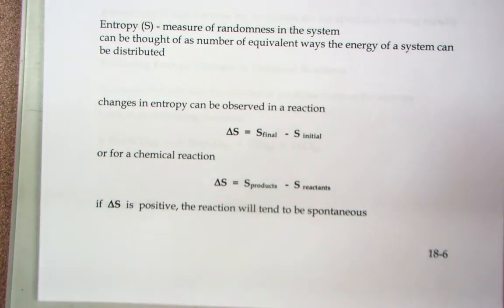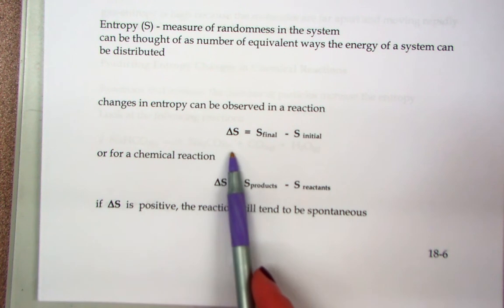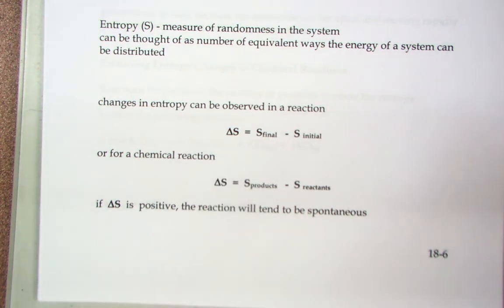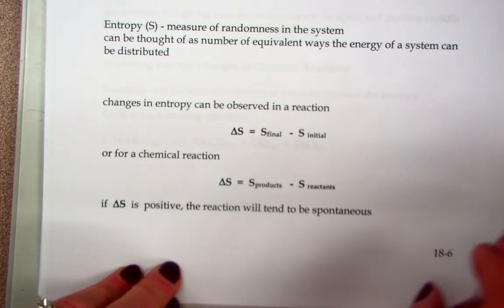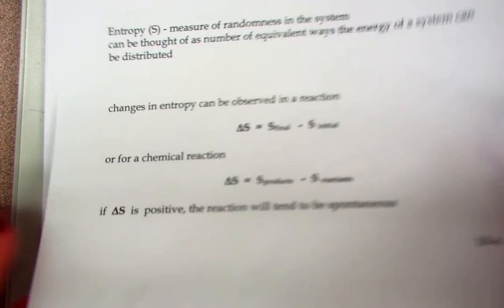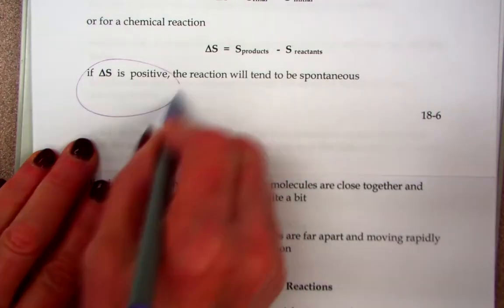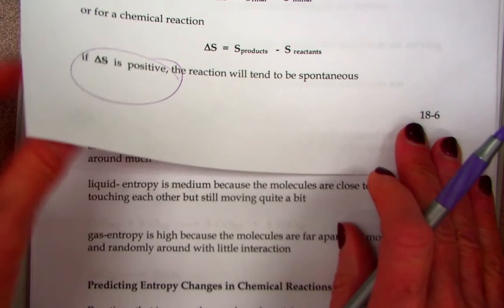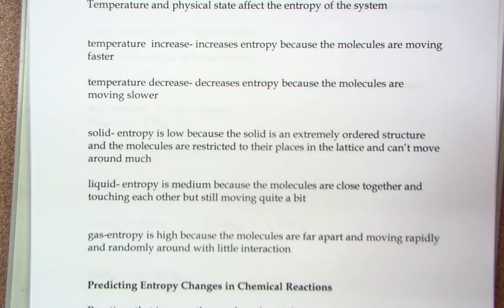Okay, so we can think of this entropy and we use the letter S. I don't know where S came from. But it's a measure of randomness in the system. Maybe it comes out of randomness, the S, I don't know. But we call it S, so delta S is the final minus initial. For us in chemistry, the change in entropy, delta S, is equal to the entropy of the products minus the entropy of the reactants. If delta S is positive, then the reaction will tend to be spontaneous. Just like when delta H is negative, the reaction will tend to be spontaneous.